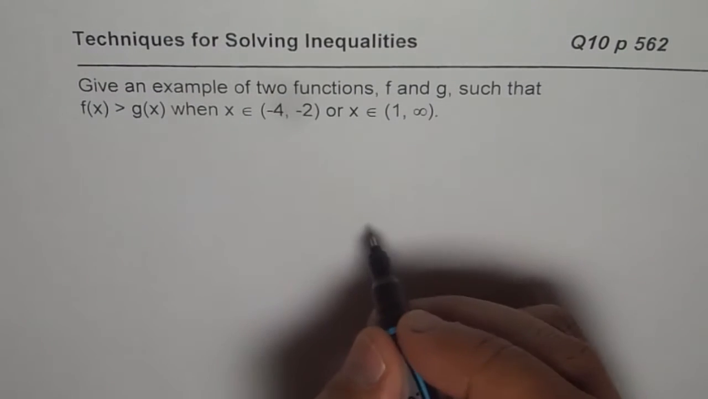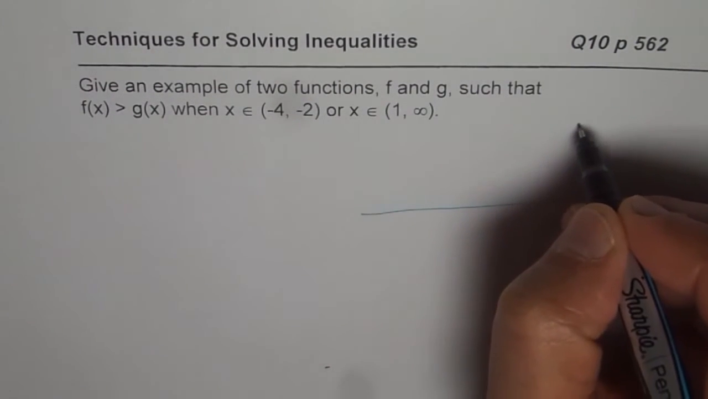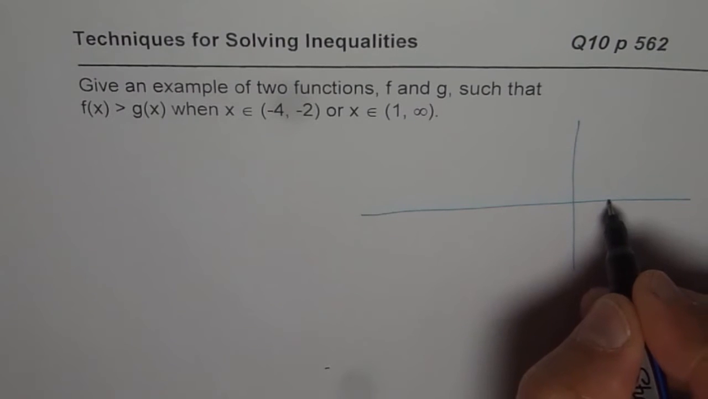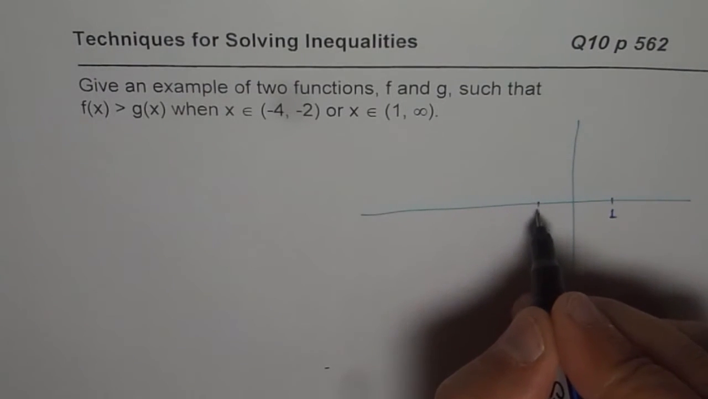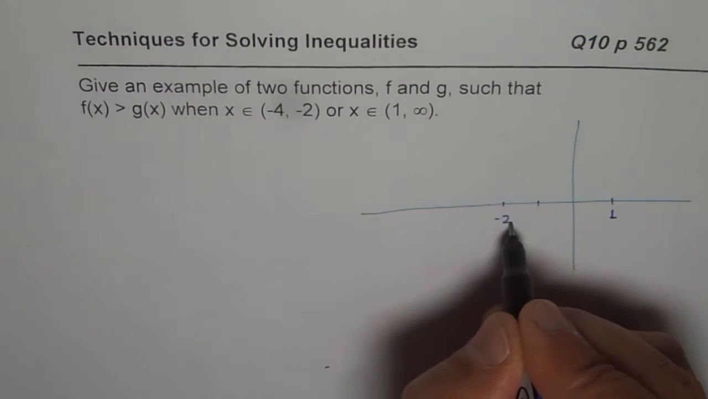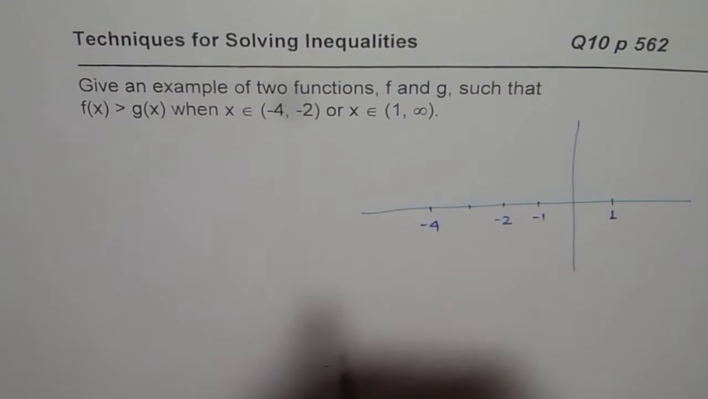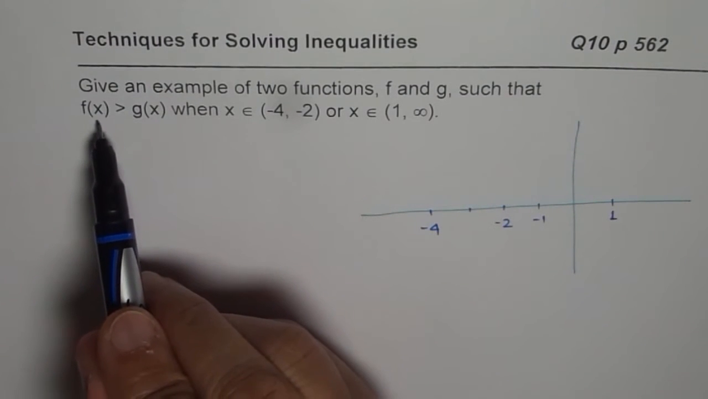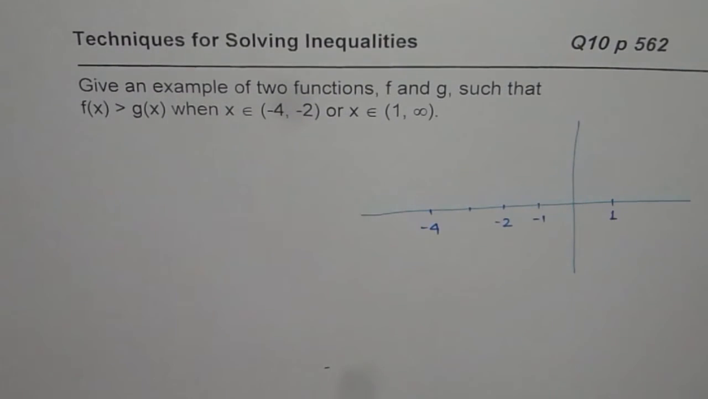What we are really trying to say here is that, let's say this is a coordinate plane, and since we are looking for minus 4 to minus 2, let us say this is 1 for us, this is 2, this is minus 2, this is minus 1, 3 and minus 4. So what we need here is a function f of x greater than g of x in these intervals. That is what we need.